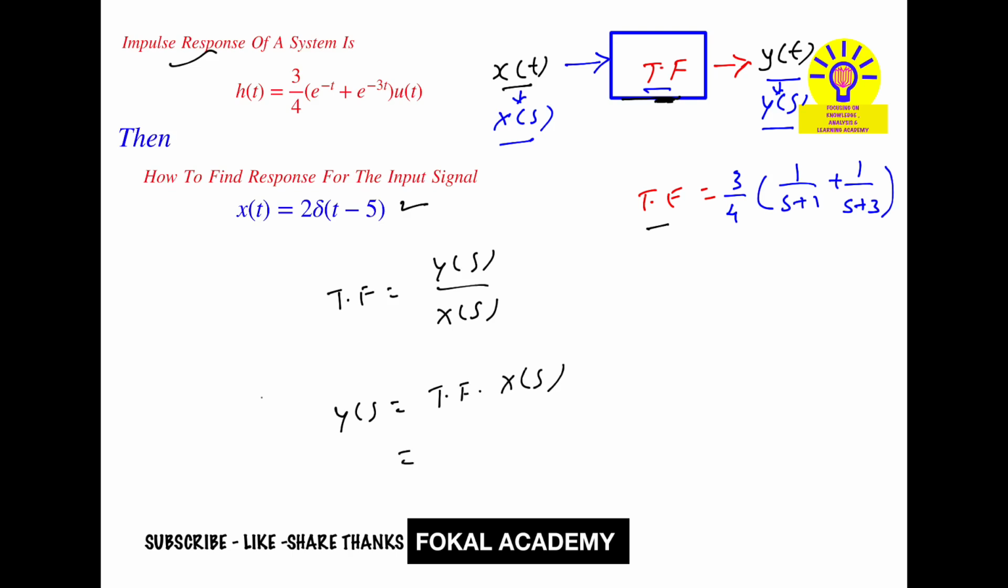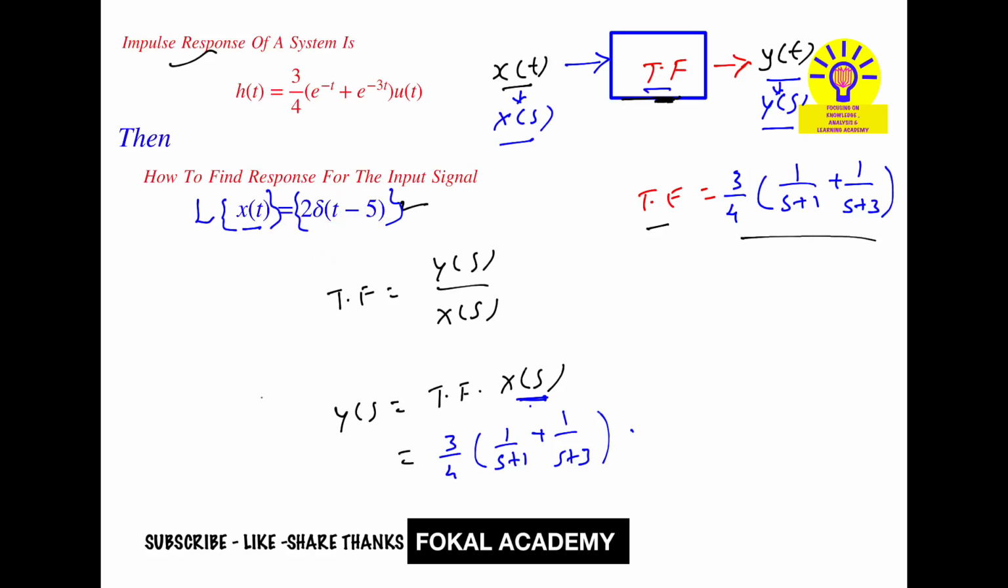So the transfer function becomes 3 by 4 into 1 by s plus 1 plus 1 by s plus 3, into X of s. Here X of t is given, but we don't know X of s. So apply Laplace transform for this function. How do we find the Laplace transform for this time-shifted impulse function?